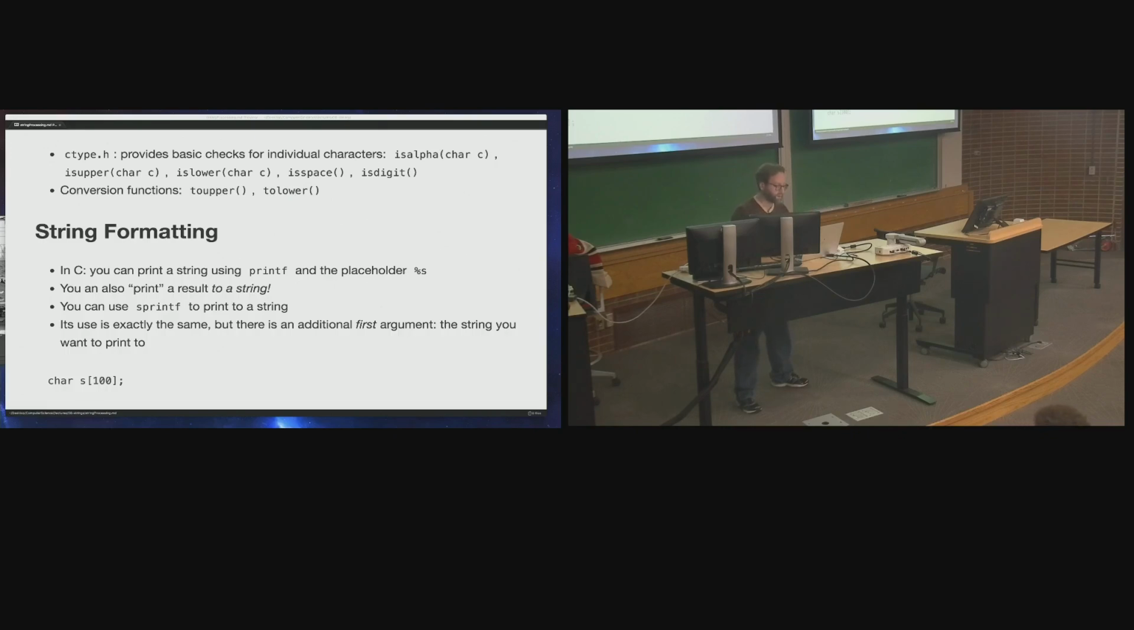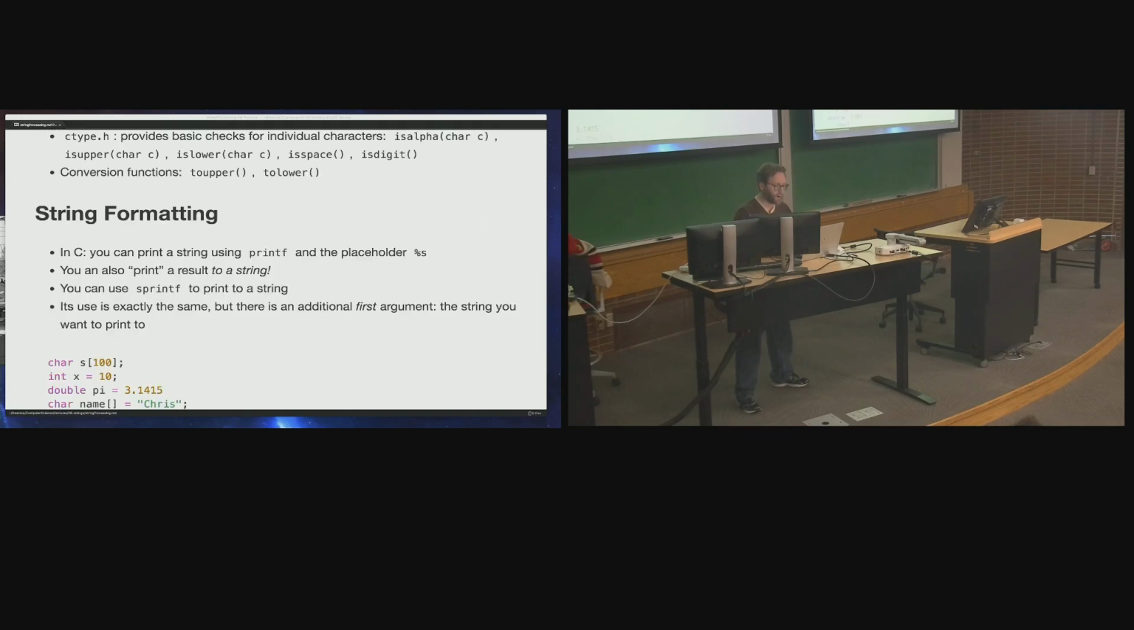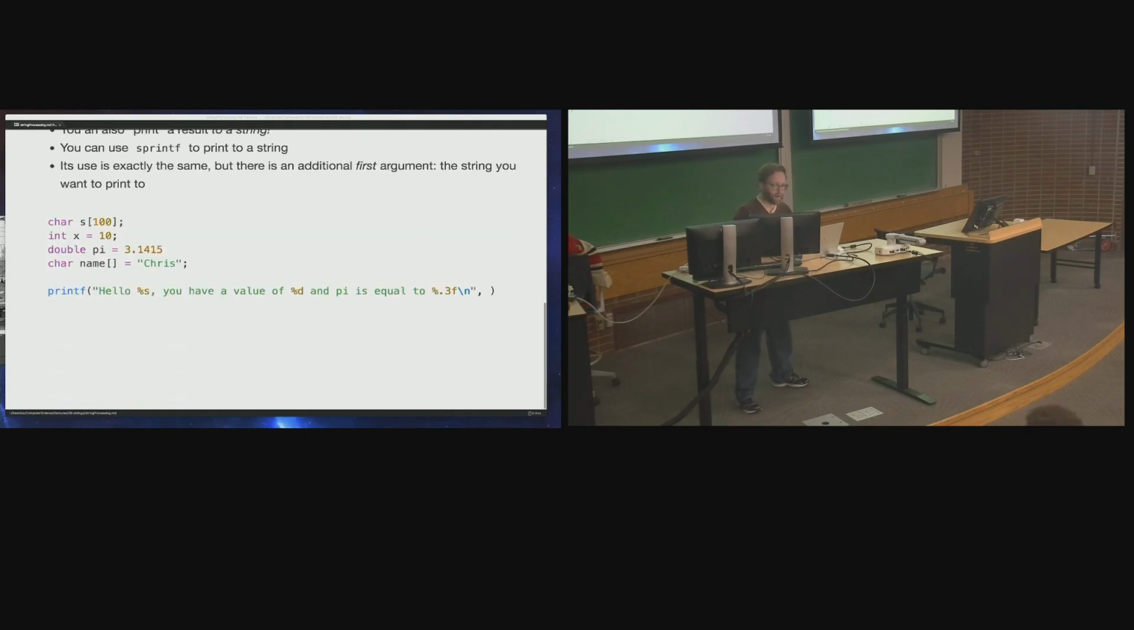So let me go ahead and declare some variables and values here. Let me declare an integer, a double, and another string, my name, right? Chris. Now, if I wanted to print to the standard output, I could do something like this. printf, hello, %s, to print my name, right? You have a value of %d. I'll go ahead and print out the integer here, x, and pi is equal to, I'll go ahead and go %.3f, end the line, and so I will print my name.